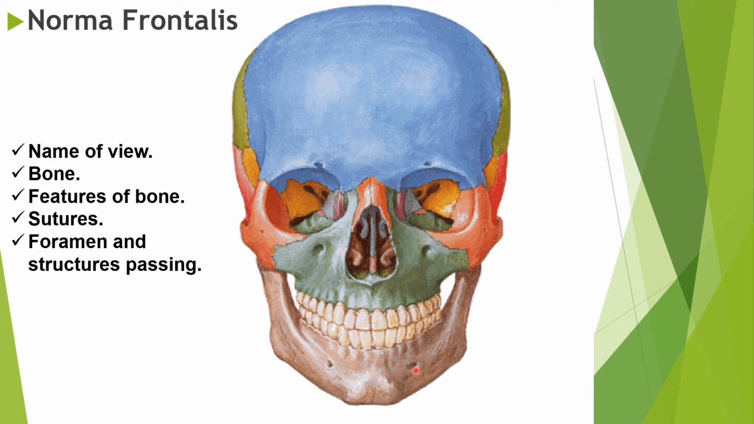Also, this is the mental foramen, containing the mental nerve, a branch from the mandibular nerve, a branch from the trigeminal nerve. Also here, you can find the zygomatico-facial foramen, containing the zygomatico-facial nerve and zygomatico-facial artery and vessels. When talking about vessels, it means there is the artery and the accompanying vein.